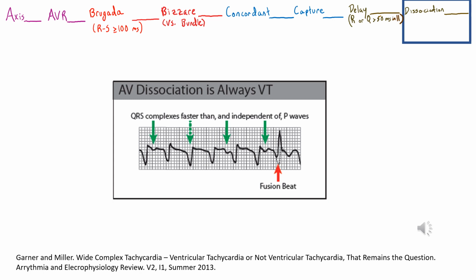Finally, dissociation. Just like with complete heart block, if we can identify that the P waves and the QRS complexes aren't related to each other, then we've presumptively identified VTAC. If you can't identify hidden P waves easily, you can put on some Lewis leads or give some adenosine.